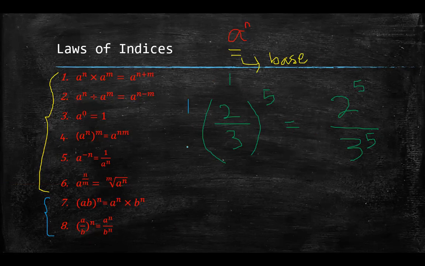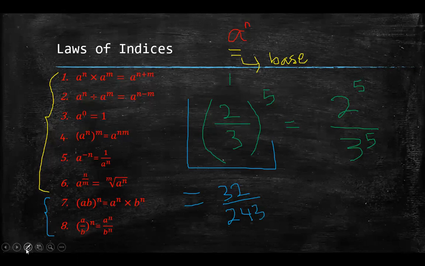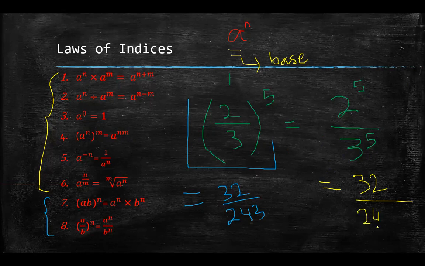When I put this into the calculator, the answer is 32/243. And now this one. 2 raised to the power of 5, that's 32. And 3 to the power of 5, 243. That's just to prove to you that the rules are actually correct. So 2/3 raised to the power of 5 is the same as 2 raised to the power of 5 divided by 3 raised to the power of 5.